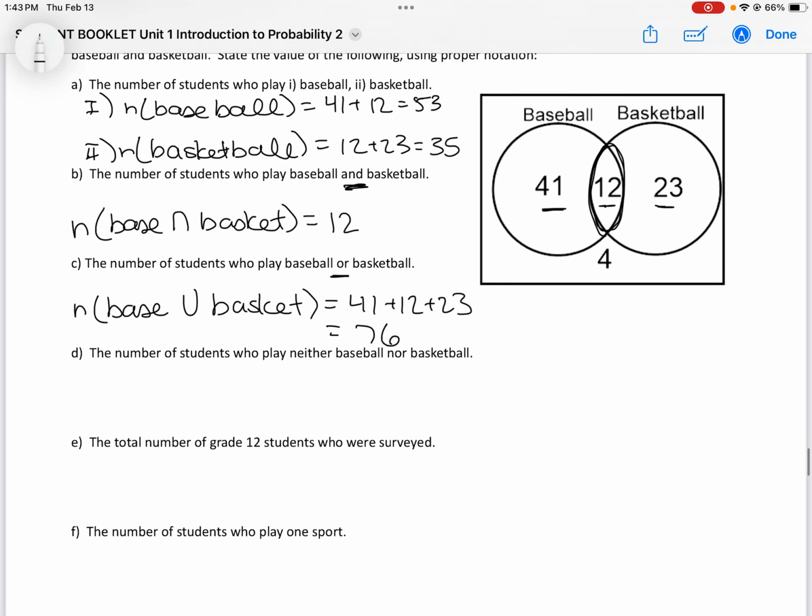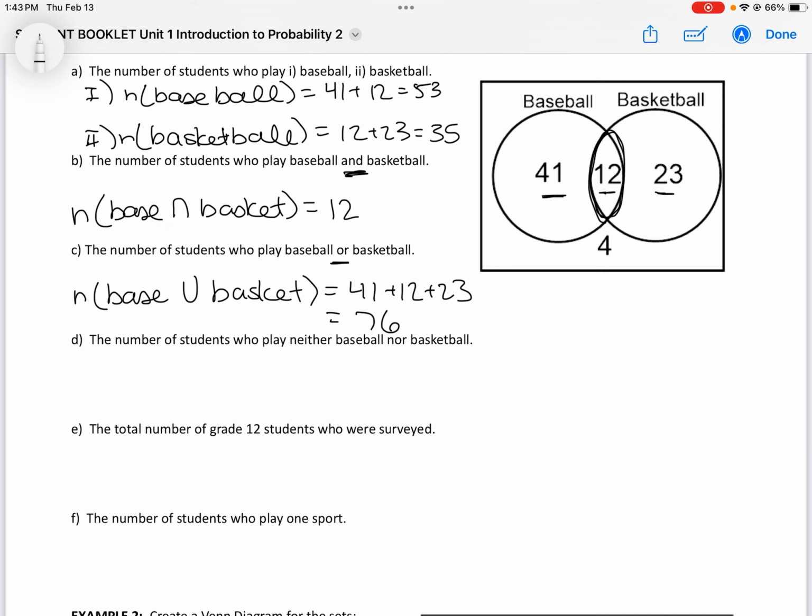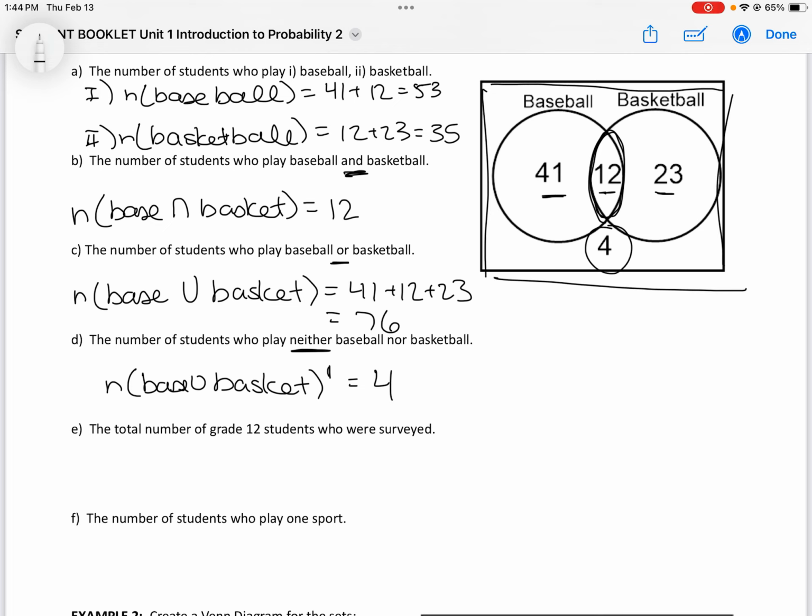Now, the number of students who play neither baseball nor basketball. So not baseball, not basketball. So this is technically the complement of baseball or basketball. And that's going to be this outside number 4. So those individuals are still in the universal set because they're still in this entire box here. They were surveyed. They just don't fit into baseball or basketball players. We still have to account for them though.